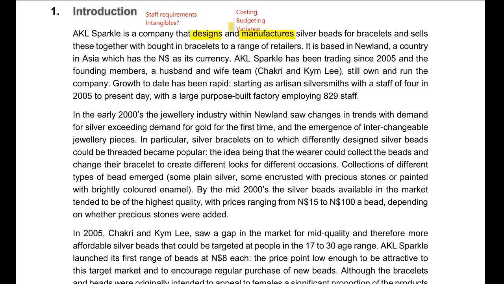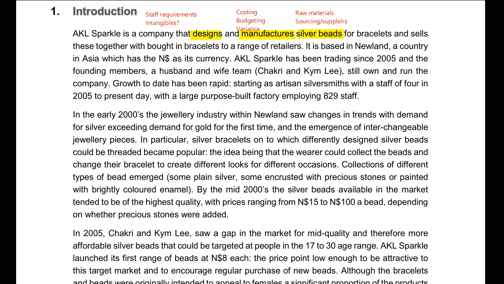And now that we know we've got a manufacturing company, it's even more important that you know the different kinds of costing and how different kinds of costing can lead to different results and different measurement techniques. So very important thing to get. Okay, so Sparkle are a company that designs and manufactures silver beads for bracelets. Let's just look at that for a second. So silver beads, what's the key information there? Well, silver's a commodity. It's a raw material. It's going to be a key input into the company's production process.